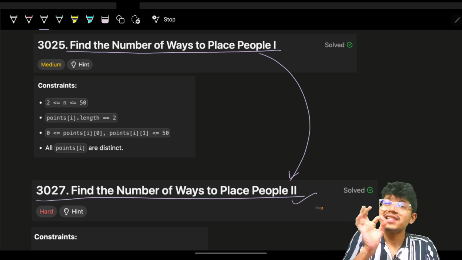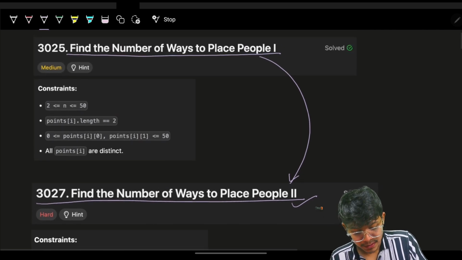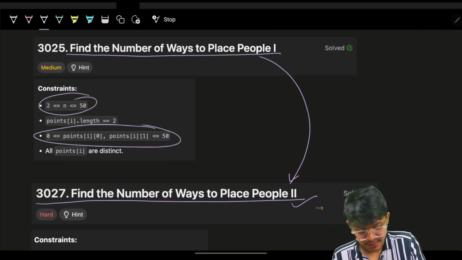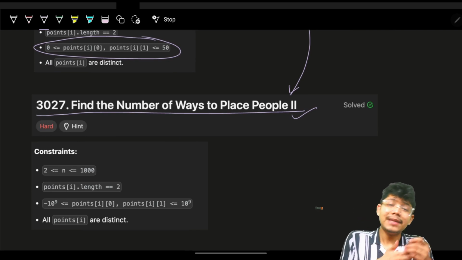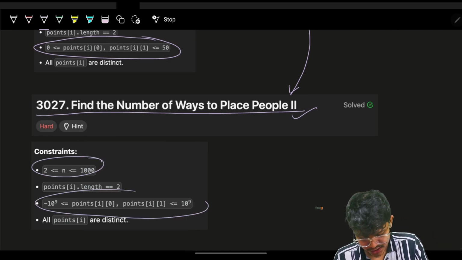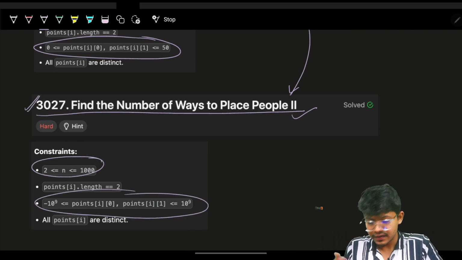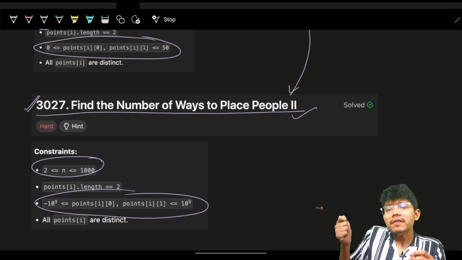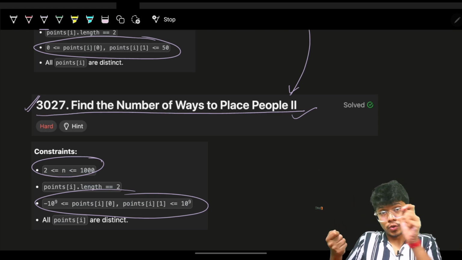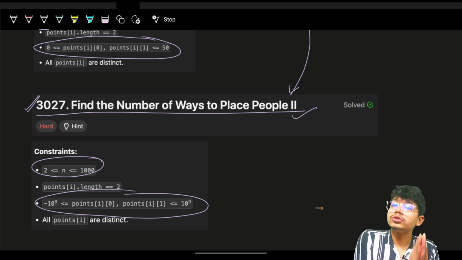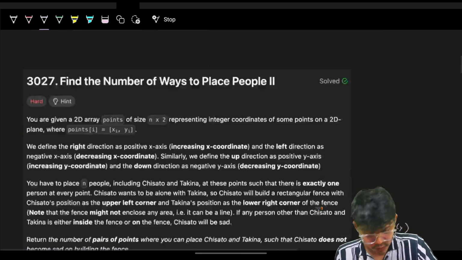The only difference is the constraints. You can see in people 1 the constraints of n and the points are very small, while in people 2 the constraints are large. So we can just study problem number 2, and then we'll go on from the very brute force. Again, we'll see the code also for that, and then we'll go to the most optimal solution. Cool. Let's quickly see what the problem says.